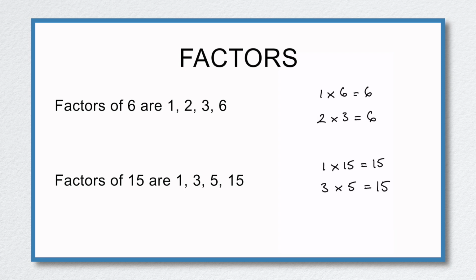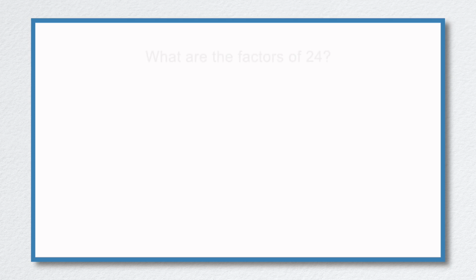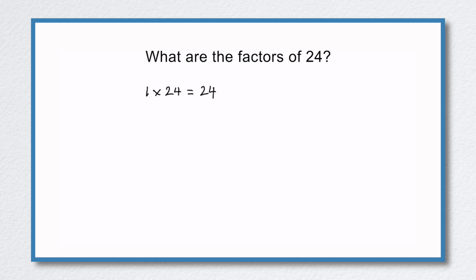The key to finding the factors of a number is knowing the multiplication tables. I am going to use a specific approach to finding the factors of a number. We need to find the factors of 24. Well, a good starting point is to start with the factor 1. 1 multiplied by 24 is equal to 24. So 1 and 24 are factors of 24.